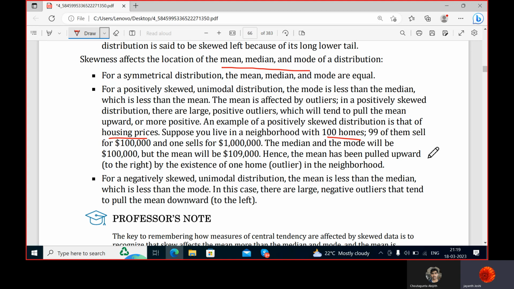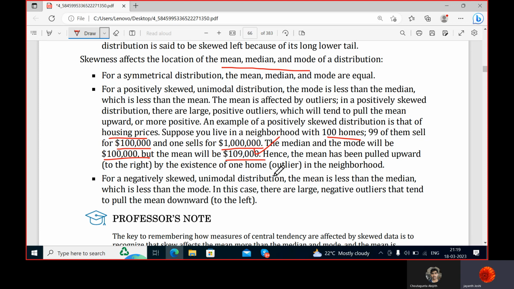So there are 100 homes in a neighborhood, and 99 of them sell for 100,000, but one sells for $1 million. So the median and mode will be 100,000, of course, and the mean will be this. Why? Because when you calculate for 100 homes, taking 100,000 and just one observation as 1 million, you get this figure, and that shows that the mean is going towards the right side, which is more than the median and the mode in this case.